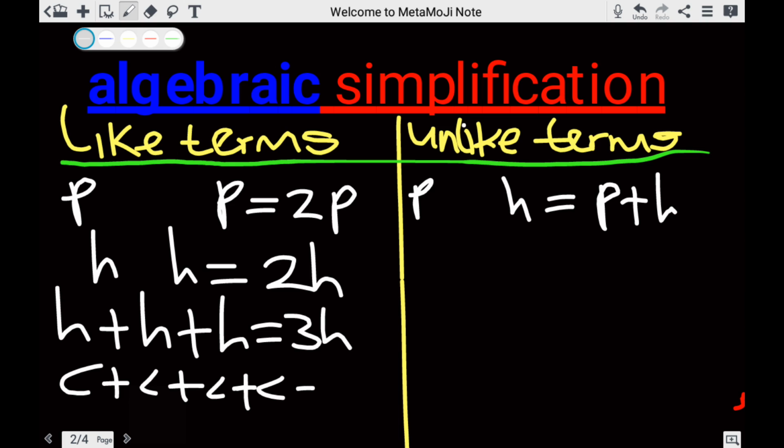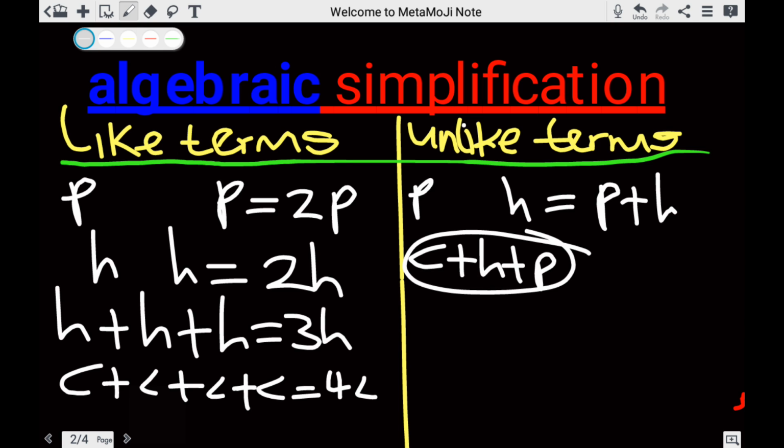So it will give you how many c's? How many c's are here? There are 4 c's, so you should get 4c. c plus c plus c plus c gives you 4c. You need to keep in mind that they are like terms because they are the same, they are like each other. But what about c plus h plus p?